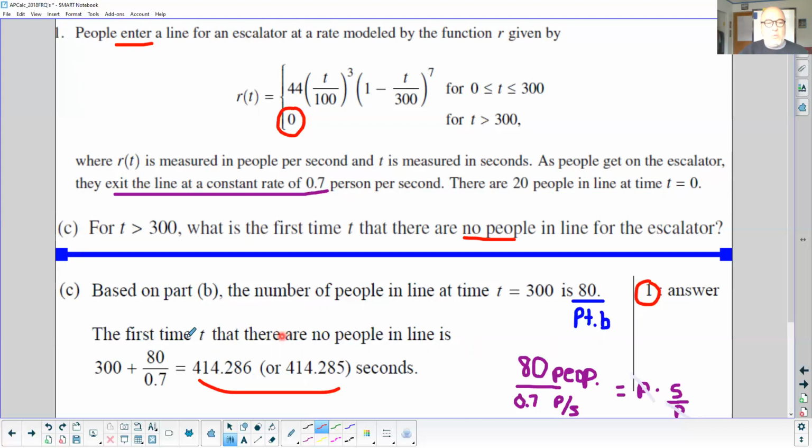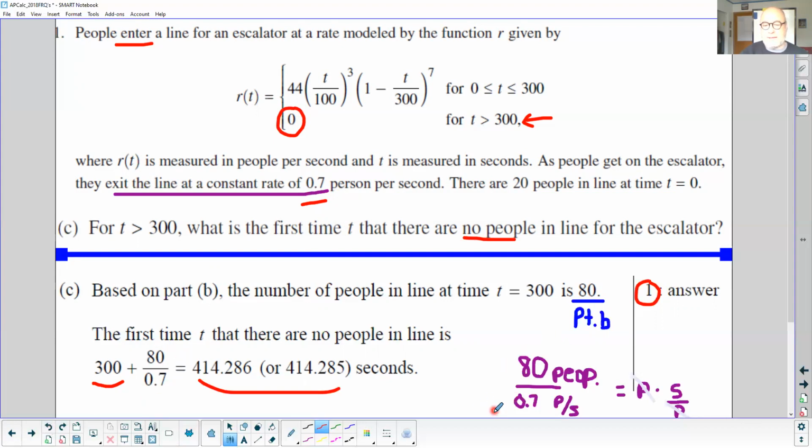Now, what's the first time there are no people in line? Well, there's this 300 number here. That's the seconds. But then you want to know after 300, and that's where this part comes into play. After that 300, no people are entering. However, you still have people exiting at 0.7. So if you take 80 divided by 0.7, this is going to give you the time it takes for all of those people to come off.